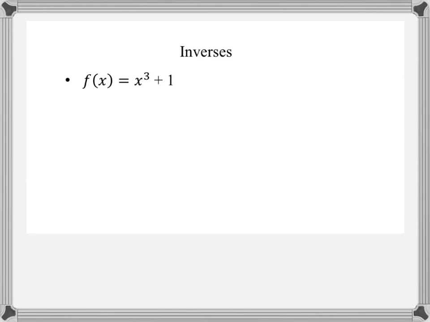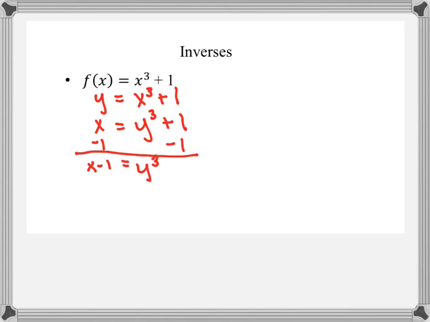Here's a function, f of x equals x cubed plus 1. Let's find its inverse. I'll change f of x to y, so y equals x cubed plus 1. I will swap x and y, so x equals y cubed plus 1. Notice the exponent didn't move, so just the x and y swap, so now y is cubed. Now I need to get y by itself, so I will subtract 1. X minus 1 equals y cubed.